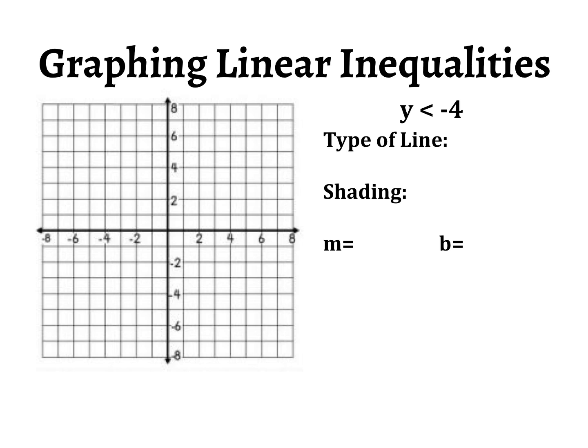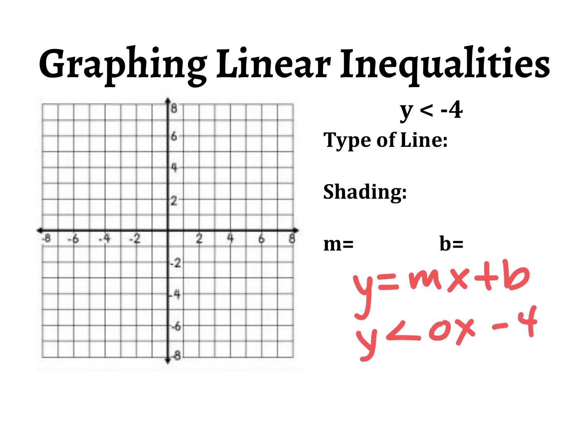Let's try another example. Now here I have y less than -4. If I were to write this in the mx plus b notation, I have no slope and I have a -4, right? If I look here, I'm missing a slope, so I can put 0 for x.